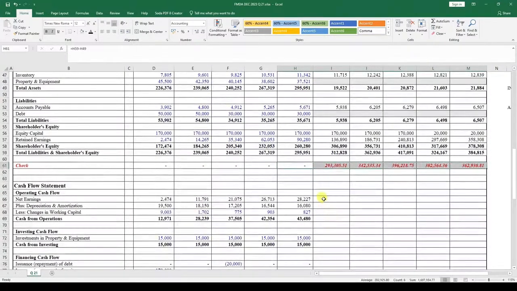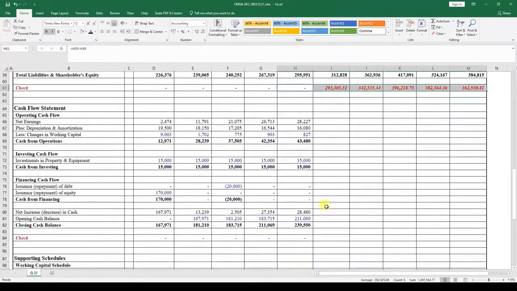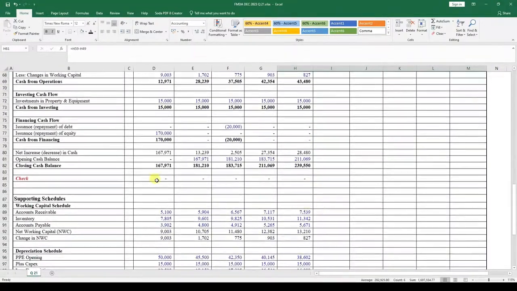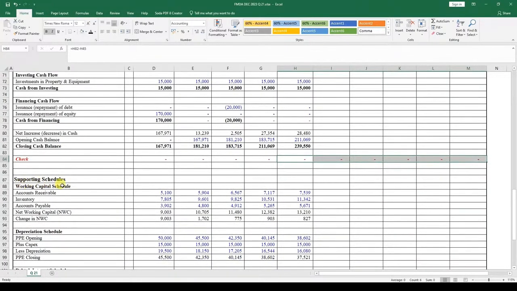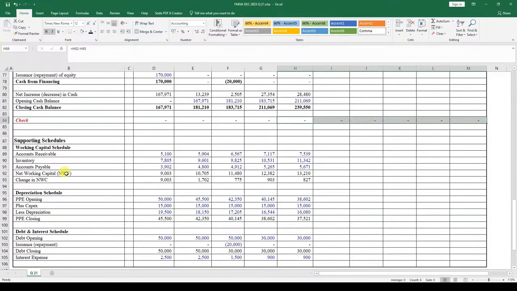Now, as far as the cash flow statement is concerned, we will first of all ignore it for now. We will also do a check for the cash flow statement and write it down over here, to determine if we are actually cooking figures or not. We jump onto the supporting schedules. These supporting schedules are broken down into three: the working capital schedule, the depreciation schedule, and the debt and interest schedule.